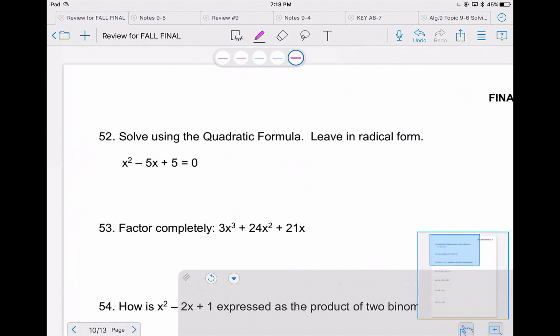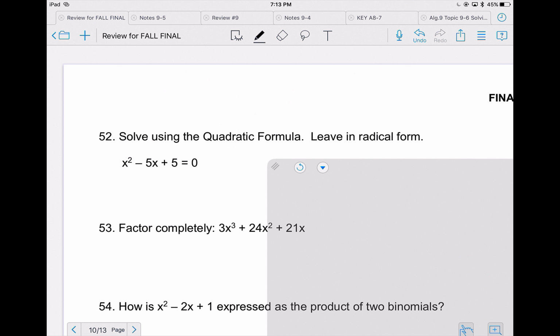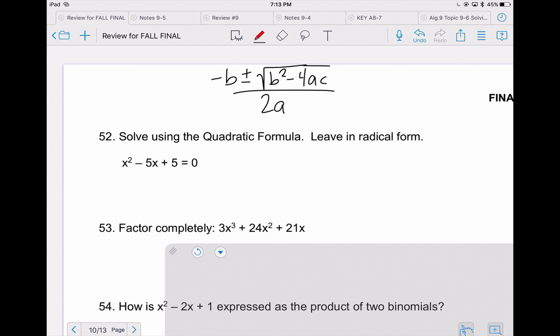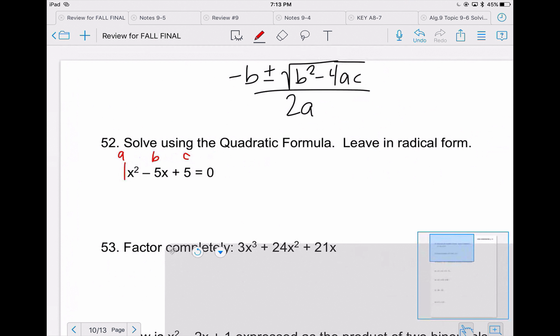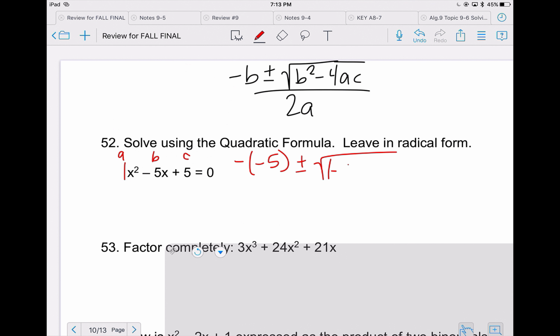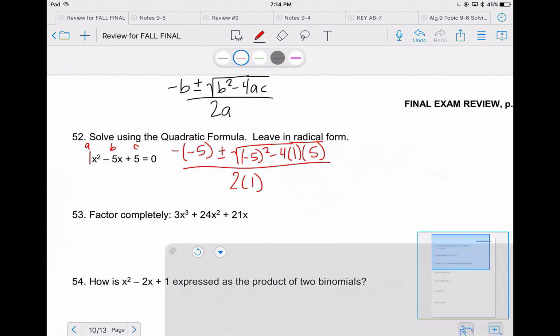52 asks me to solve with the quadratic formula and leave it in radical form. So the radical form is the opposite of b plus or minus the square root of b squared minus 4ac all over 2a. And by that is my quadratic formula. So I have a is 1, b is negative 5, c is positive 5. So the opposite of b plus or minus the square root of b squared minus 4ac all over 2 times a.